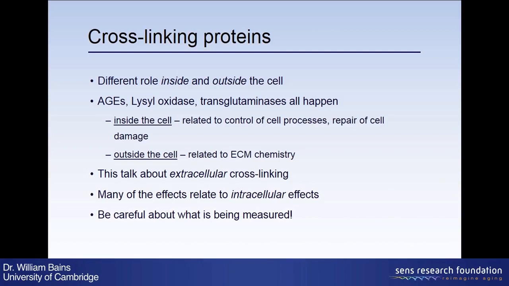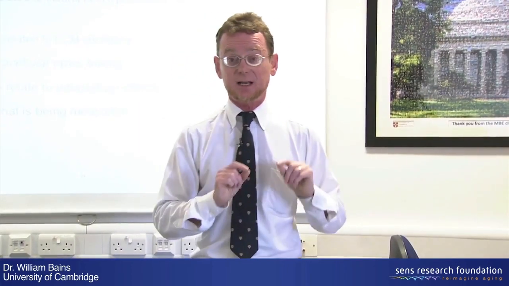Just to reiterate something, because those of you who want to dig into the science behind this and the research papers, you need to be aware of this. These crosslinks have different roles inside and outside the cell. Advanced glycation end products, lysine oxidases, transglutaminases all happen inside the cell, where they're related to the processes of the cell, control cell growth and so on, and outside the cell in the extracellular matrix. This talk is about the extracellular matrix part.